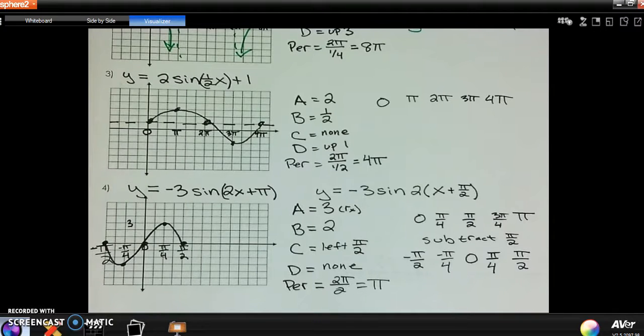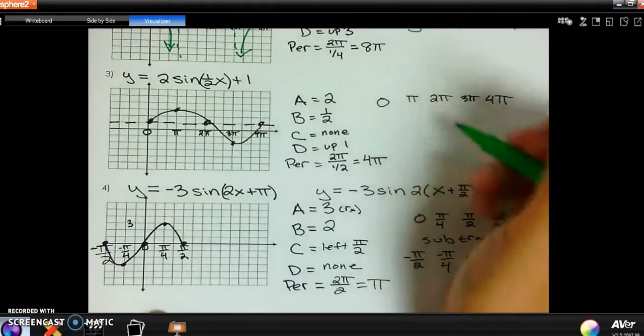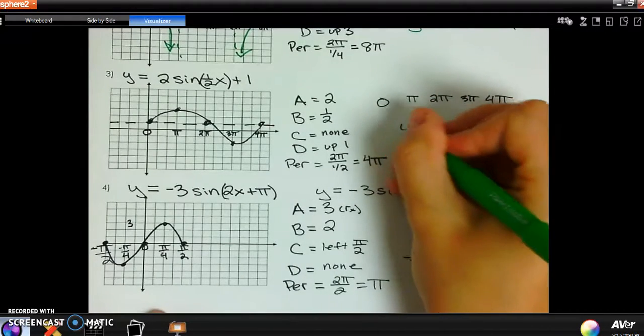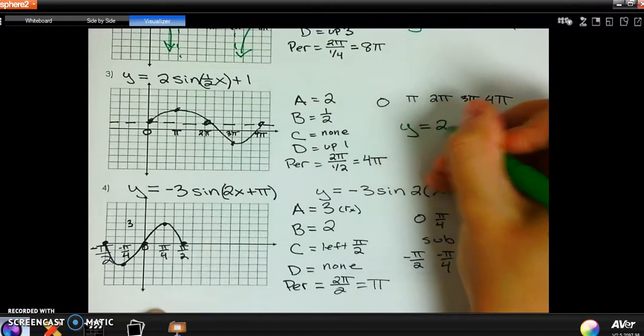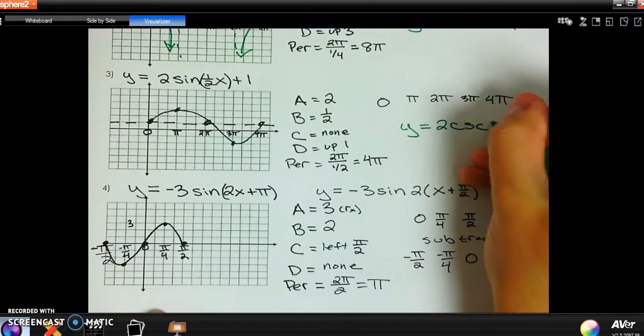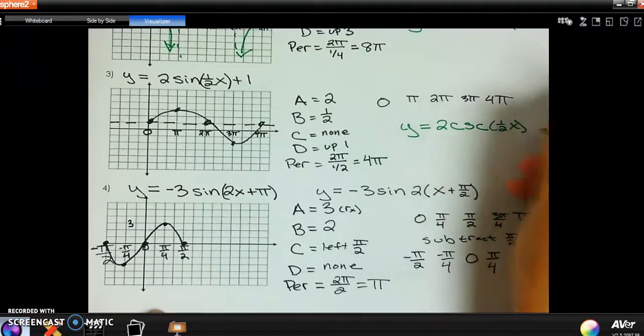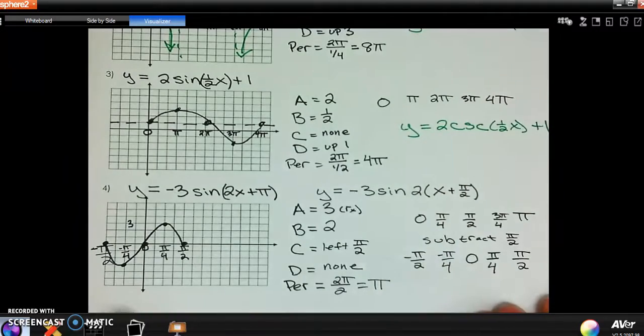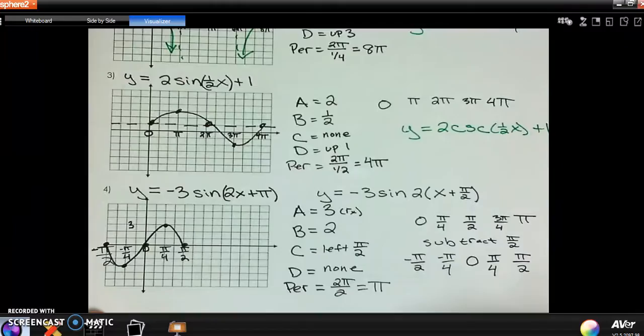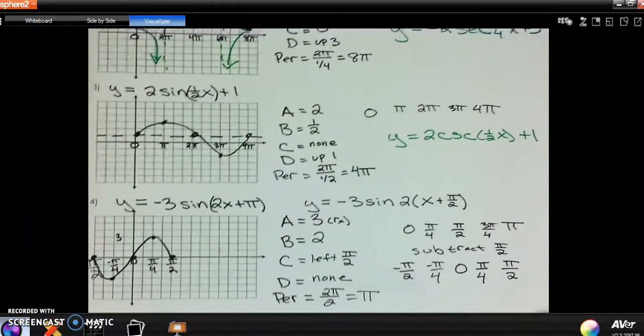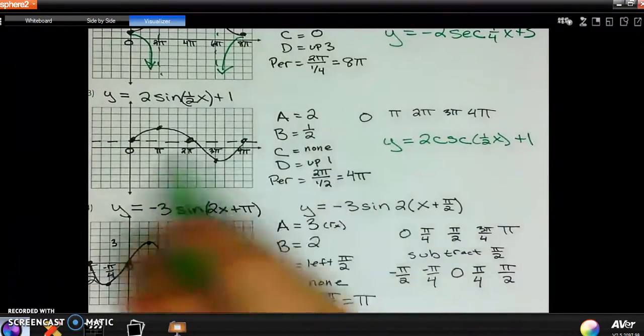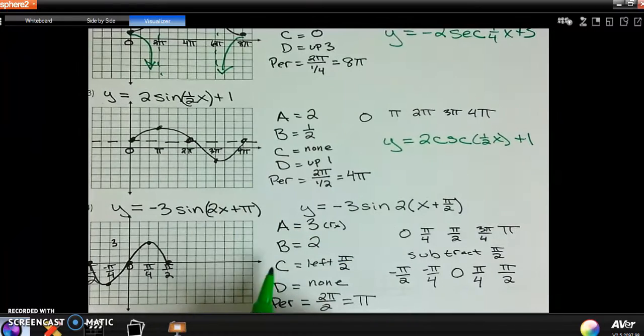Now, once you have that done, if you were asked to graph the reciprocal functions, for example, if over here you were asked to graph y equals 2 cosecant of 1/2 x plus 1, all you would do is first graph this black one. When you graph that, if you're using a pencil, you would graph the black one very lightly, because that black curve is not part of the graph. You just use it as a guide.